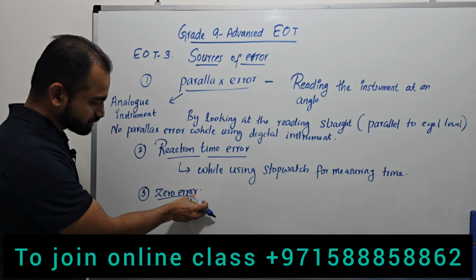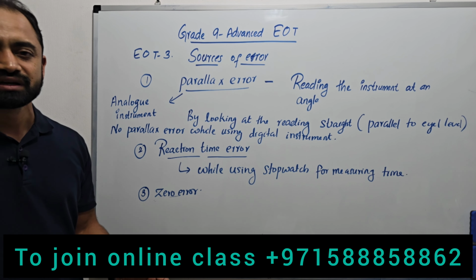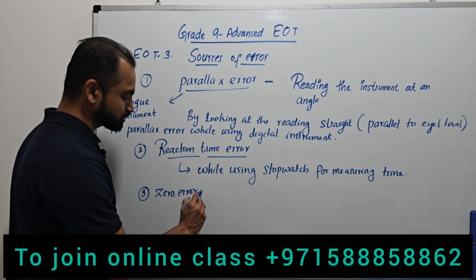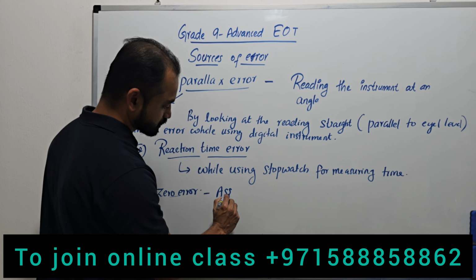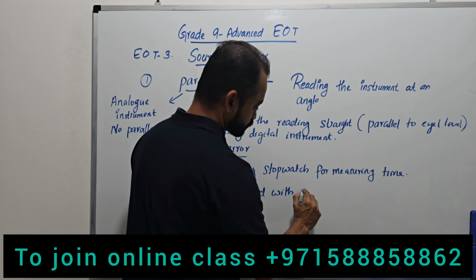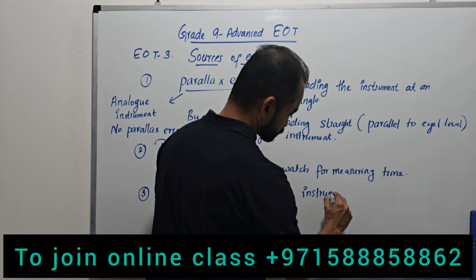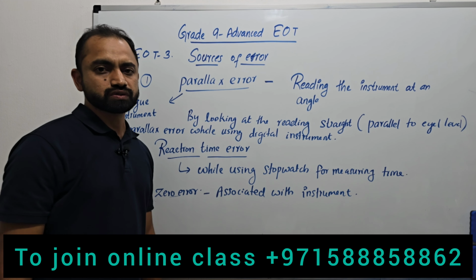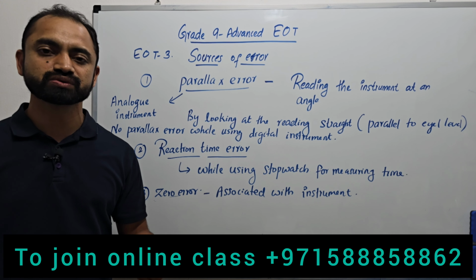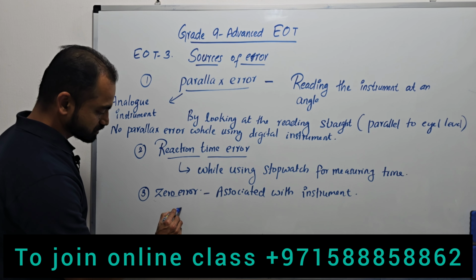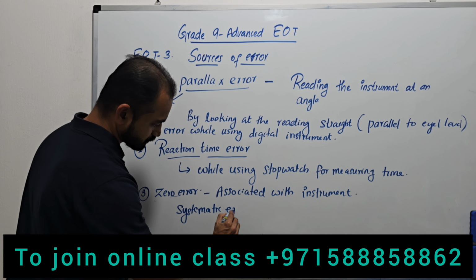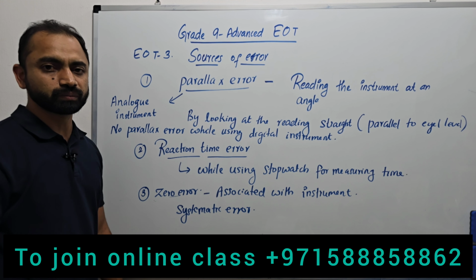This zero error is a systematic error, meaning it is associated with the instrument. This type of error that is associated with the instrument, the machine that we are using to take the measurement, is called systematic error.